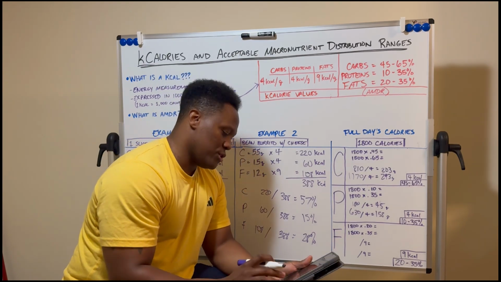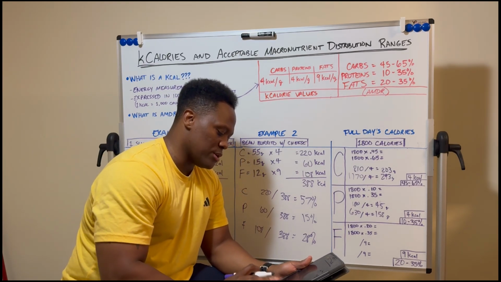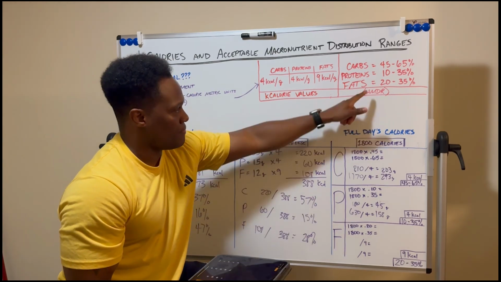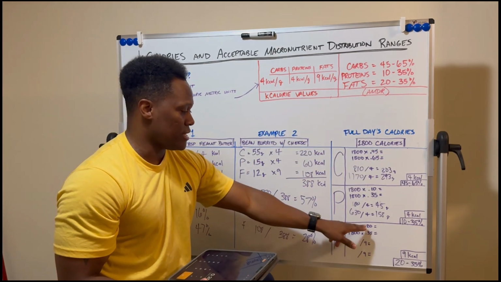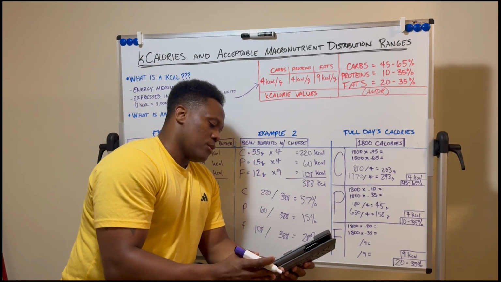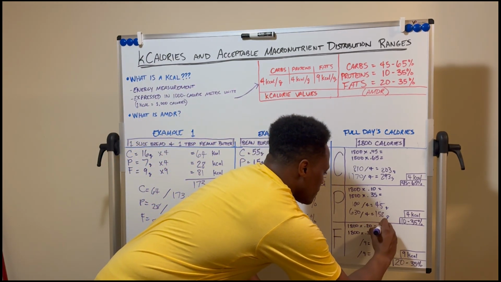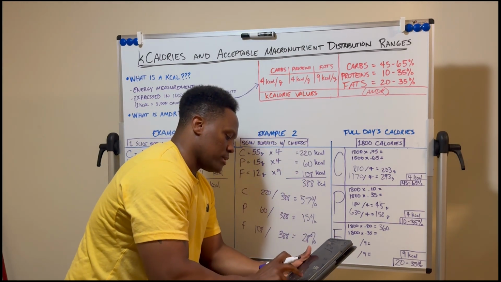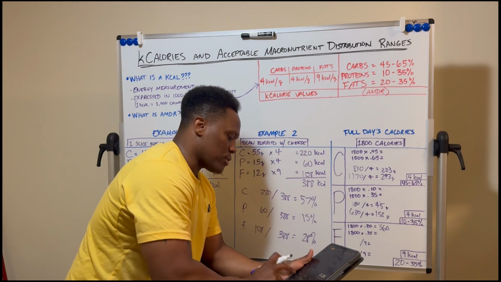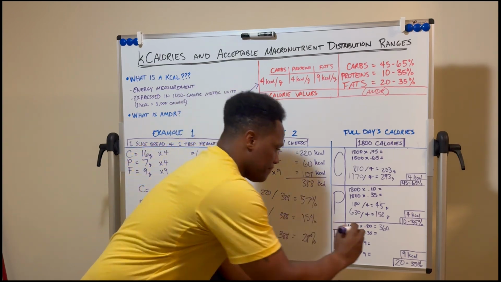So 1800, and we're going to times that by 0.20, which again is our macronutrient distribution range, 20 to 35%. So I've already expressed that. We get 360 for this first one. Okay. And then last but not least, 1800, and we're going to times that by 0.35. We get 630.